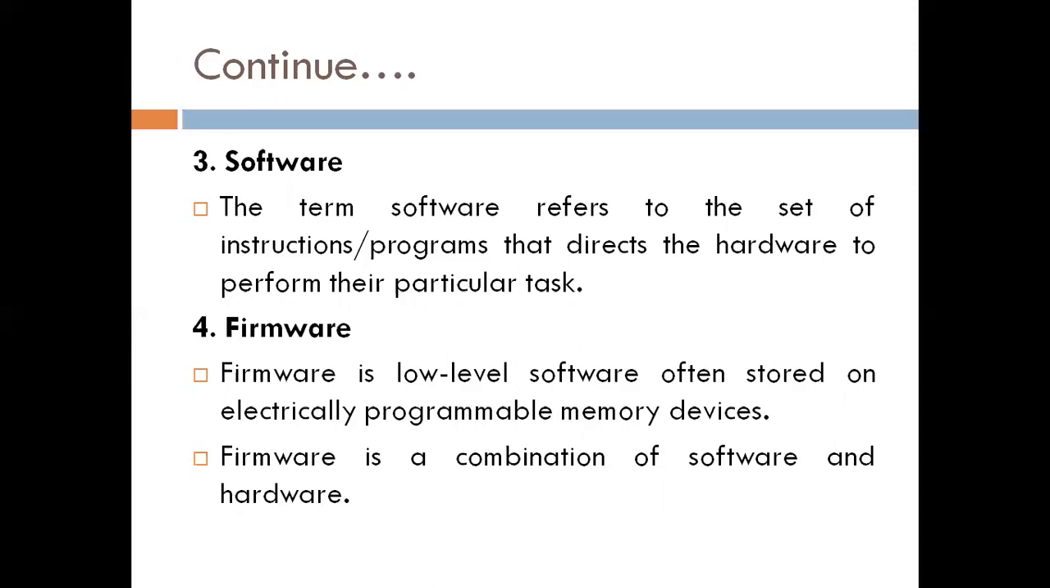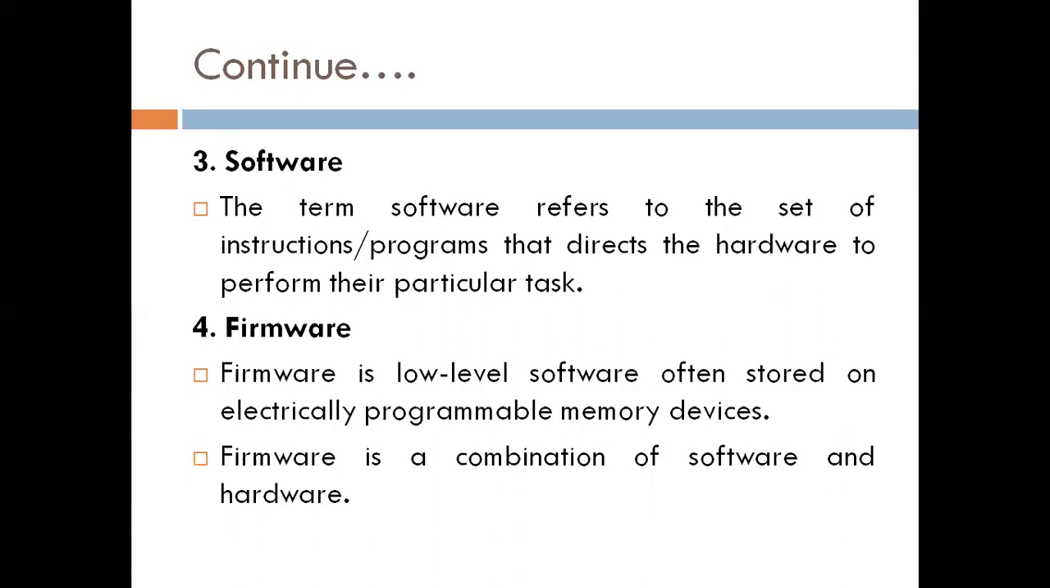In contrast, all software that is system oriented is considered system software. So we can say that all types of operating systems are examples of system software, like Windows 7, Windows 8, Linux, Ubuntu, Android, iOS.